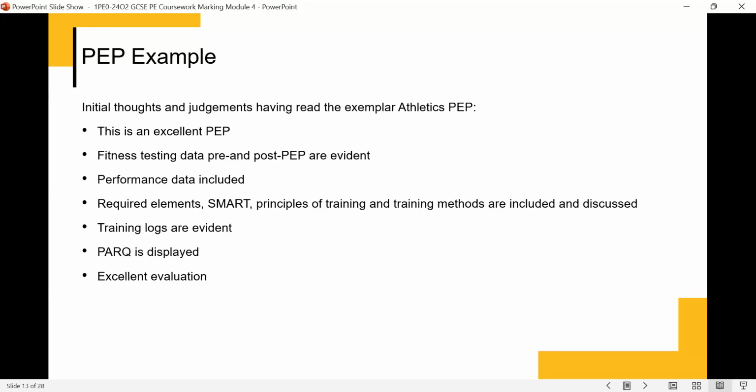So, initial thoughts and judgments, having read the exemplar. Overall, this was judged as an excellent PEP, so it was level 5. So anyone putting it at level 3, just a little bit harsh there. Level 4, I can understand that. We'll just see what part of level 4 it is. If it is the top of level 4, then you're probably not too far off the actual mark given by the moderator in this particular instance. Fitness testing data, pre and post PEP, were evident. Performance data was evident. Required elements, SMART principles of training and training methods are included and discussed. What level that is, we can talk about that, especially with strand 2. Training logs are evident, RQ is displayed, and I think the strongest part of this PEP is that it's an excellent evaluation.